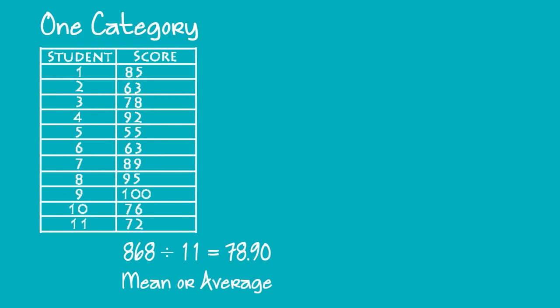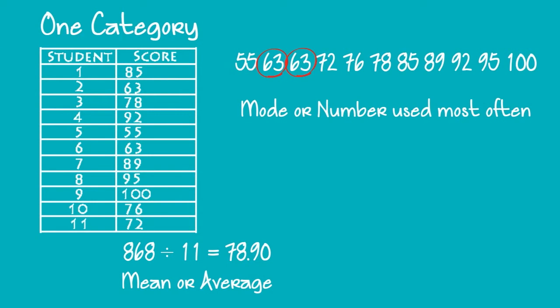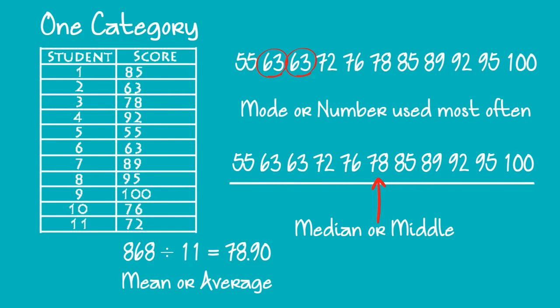The mean, or average, is 78.90. The mode, the number used most often, is 63. The median, or the middle, is 78. Find the mean by adding all the scores together and then dividing by the number of students. Find the mode by looking for the number that is used most often. In this case, it is 63.